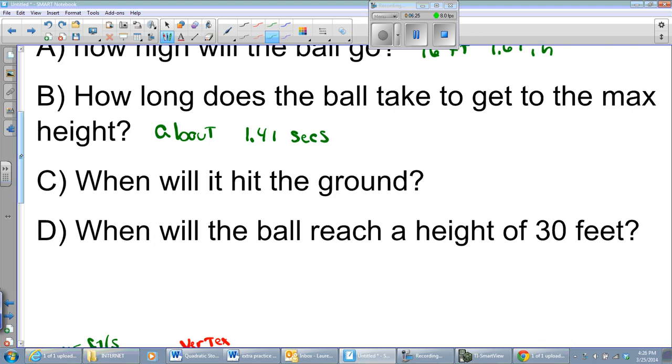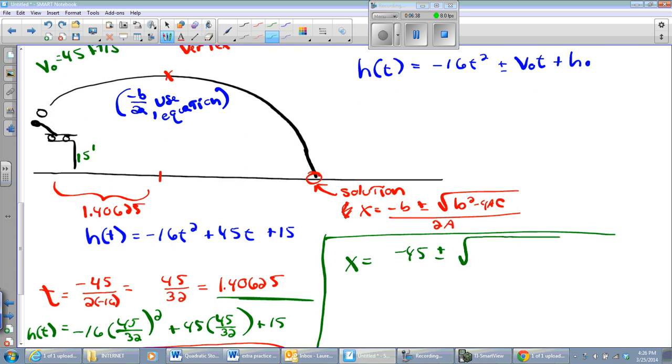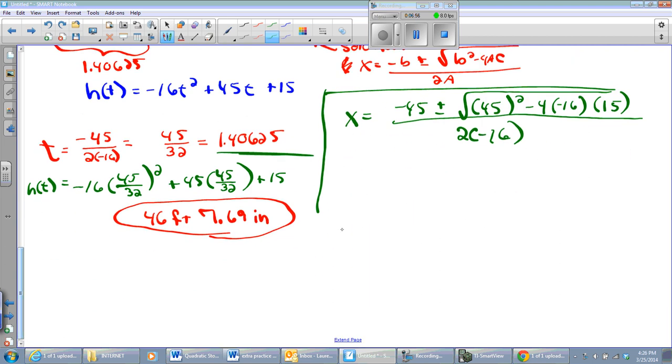When will it hit the ground? Well, that's a quadratic formula situation. So I'm going to section off this work here. X is going to equal the negative of b plus or minus the square root of b squared minus 4a and then c, right, all over 2a. I'm going to simplify this a little bit. I'm not going to round.